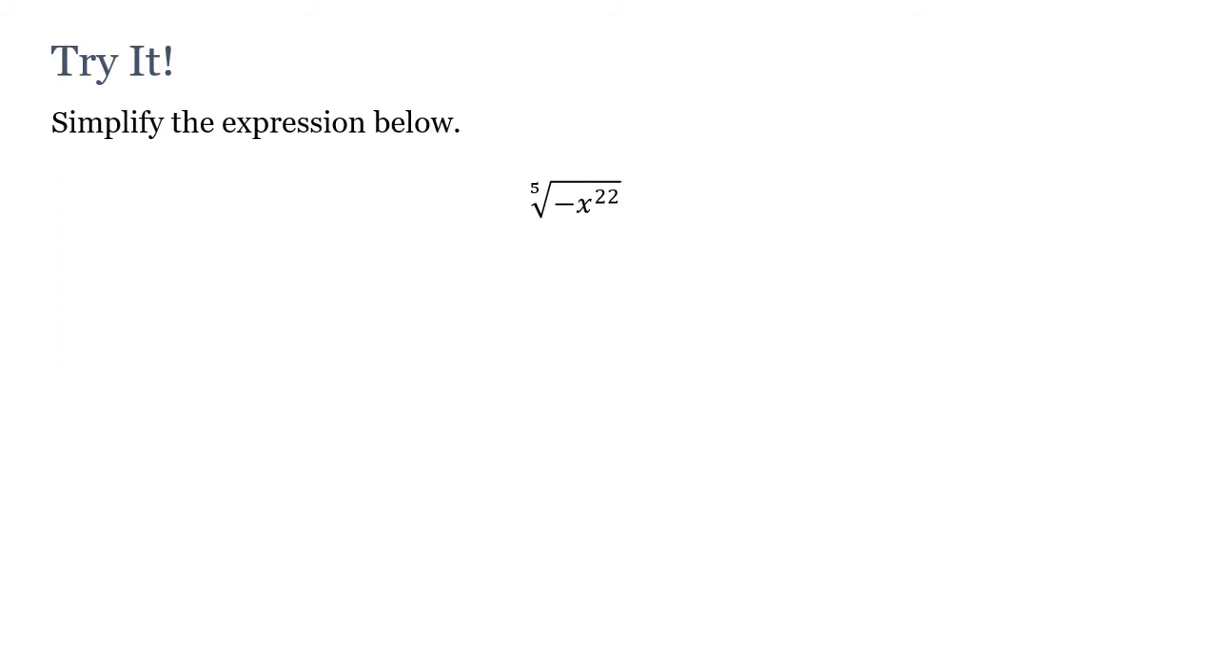Alright, let's try this one. Again, we're going to have to use our splitting trick. Let's first start by rewriting with a fractional exponent. Alright, now if I multiply 22 by 1 over 5, I'm not going to get a whole number. So I need to split 22. And here's what I'm going to do. I'm going to write this as negative x to the 20th and negative x to the 2.